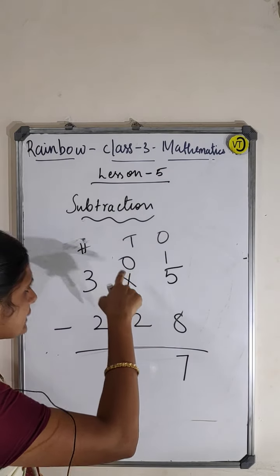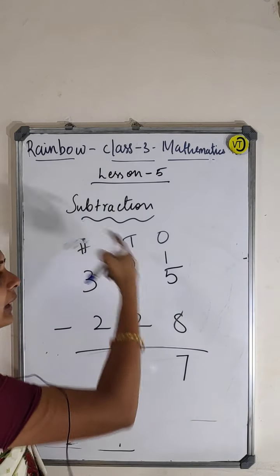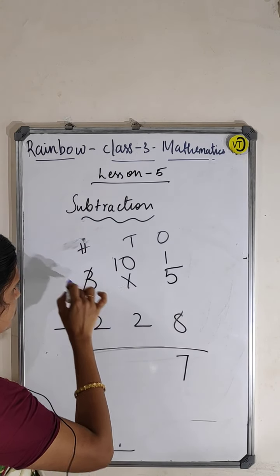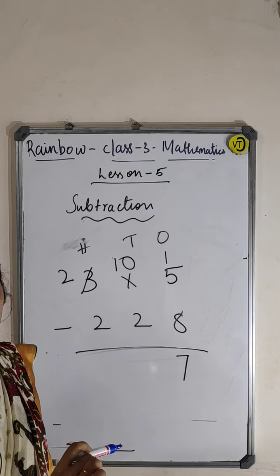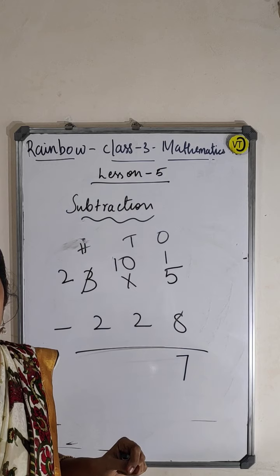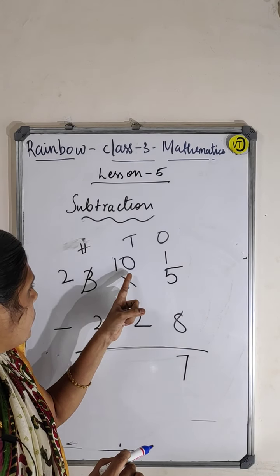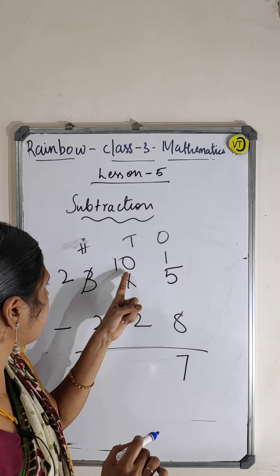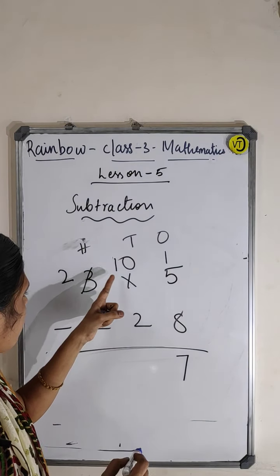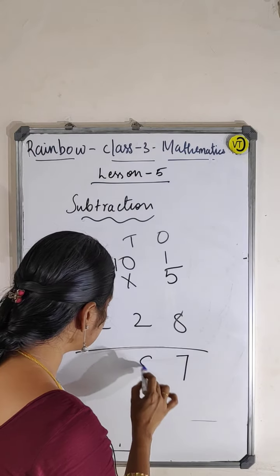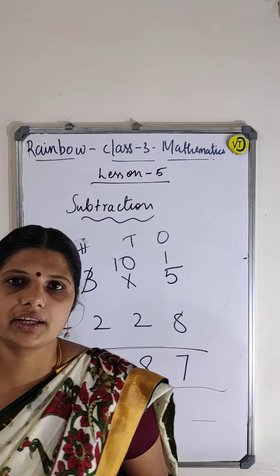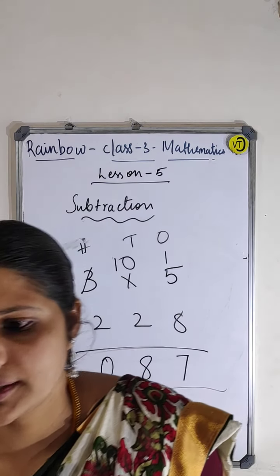What happens? This tens wants to borrow from hundreds, right? So this will be 2 here. Now what happens? 10 minus 2, right? That 0 will become 10 tens. 10 tens becomes what? Hundreds. 10 minus 2 is 8. 2 minus 2 again 0. The answer is 87. Do you understand?